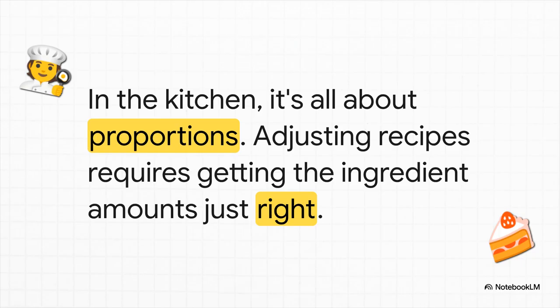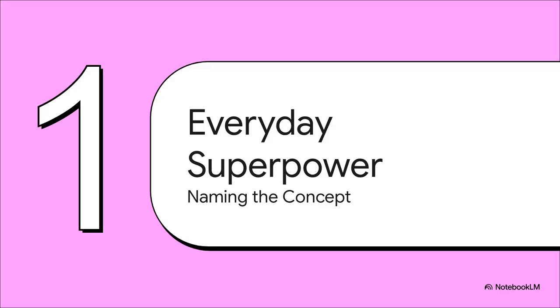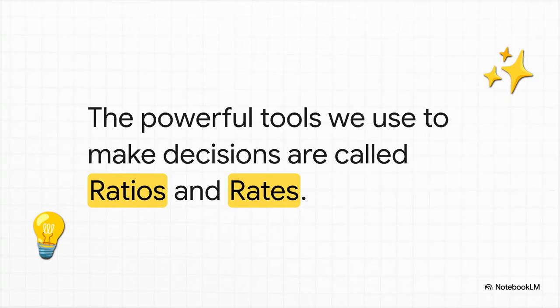Then, in the kitchen, it's all about proportions. A good recipe is a perfect balance, and if you're suddenly cooking for more people, you have to scale every single ingredient just right to get that same delicious result. So what's the link here? What connects shopping, driving, and cooking? There's a single, really powerful math concept working behind the scenes in all of them, and we're about to name that superpower. That's it, ratios and rates.